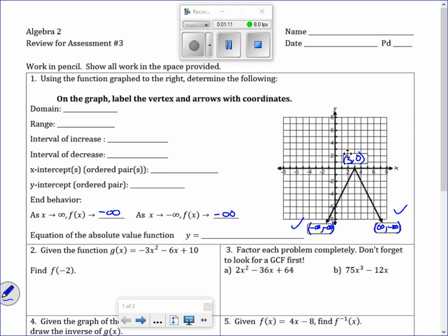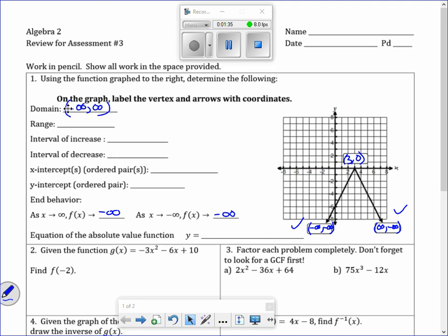Your domain is the smallest to the largest x value. So if you look at your x values, there's no breaks or holes in this graph. So here's the smallest x value and there's the largest x value. So you can easily just steal that for your domain. All right, so negative infinity to infinity, or you can put all real numbers, whatever you like there.